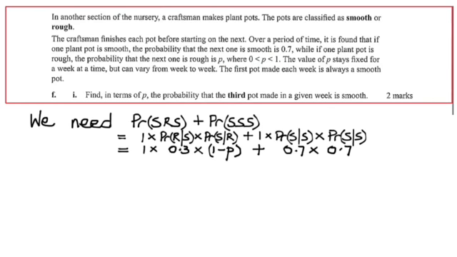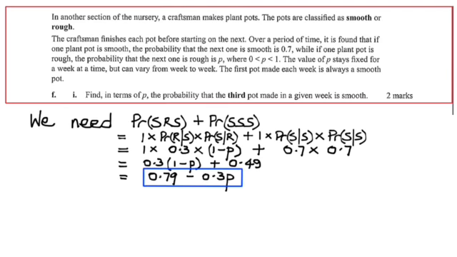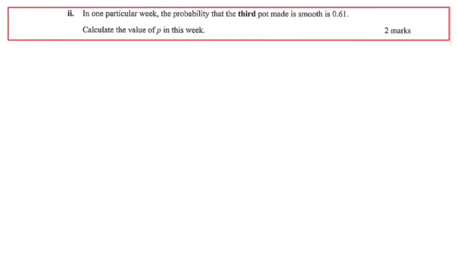Now, we've just got to make sure we put the right numbers in here to get our marks. So, rough given smooth was 0.3 and smooth given rough was 1 minus P. If you care to check up there, you'll find that's right. And then smooth given smooth was 0.7. Alright, so what is our answer? Looks like that, which if we simplify a little bit more, we're going to get 0.79 minus 0.3P, and that's our answer for that question. 2 marks for us.